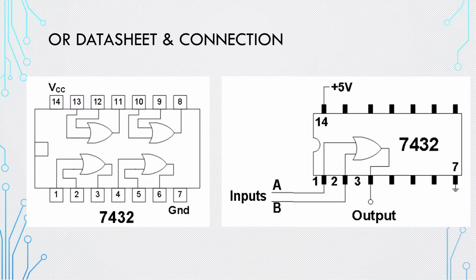Now let's do the same thing for OR. So this is the symbol for OR, and this is the IC number for OR, 7432, and it has the same data sheet as AND. So it has 4 OR gates, and it's numbered like AND, 1 2 for the input and 3 for the output for the first one, and so on for the others.